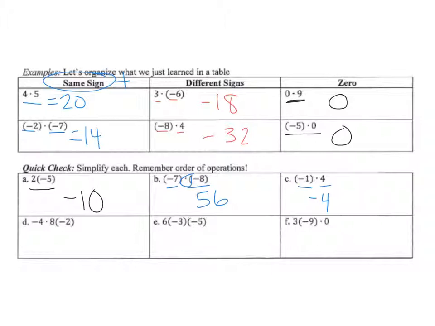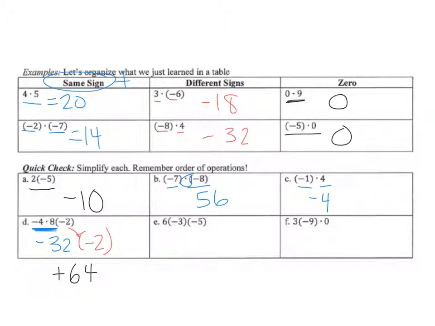Letter D, we're going to use order of operations. So from left to right, a negative 4 times 8. They have different signs. So it's negative 32. Copy down the negative 2. A negative times a negative is a positive 64.